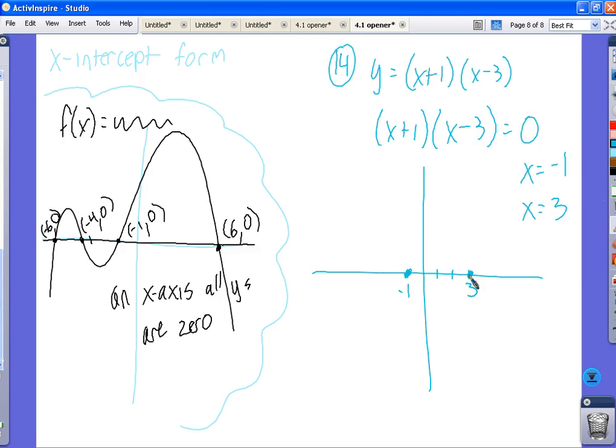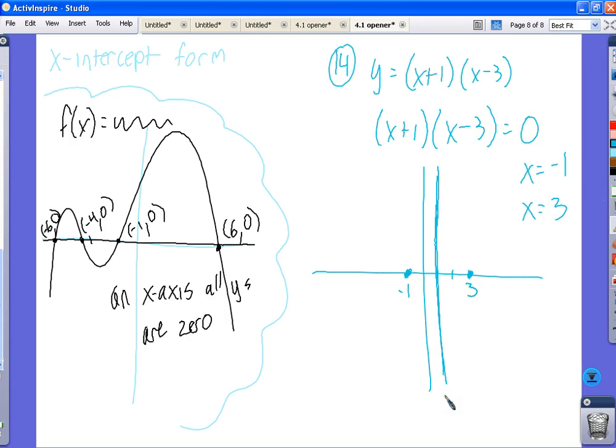So, we have these two x-intercepts. Where will the vertex be? In the middle. In between. Alright. How far in between? Right smack dab in the middle. Where is right in the middle of these? 1. Yes, 1.